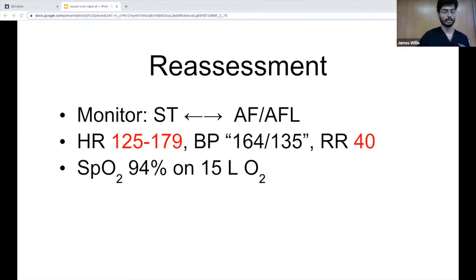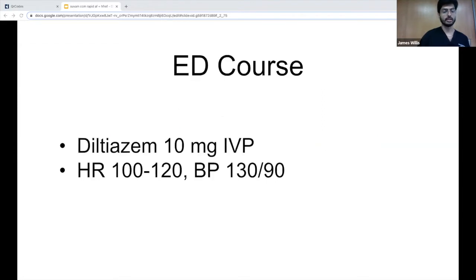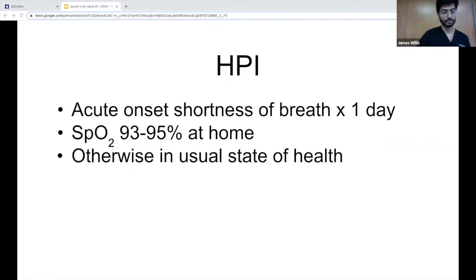And so in terms of the ED course, the patient receives an IV push of diltiazem, and you actually get this blood pressure and heart rate. Same patient. Yeah, interesting. So somewhat improved in the hemodynamics, potentially. We'll reassess.